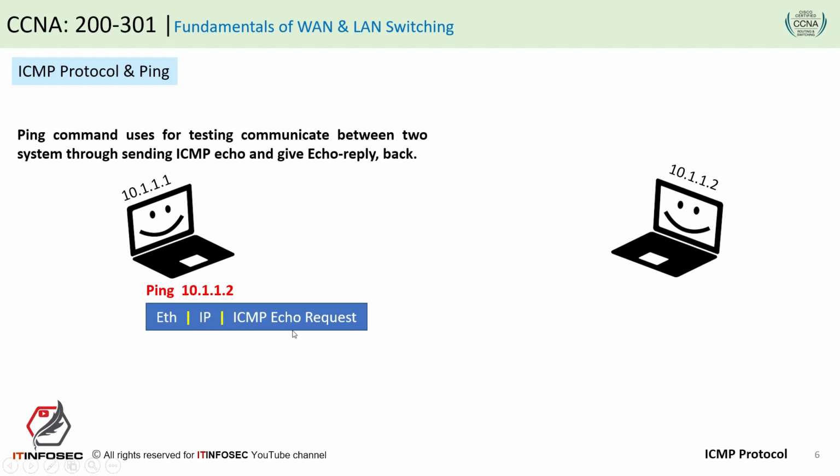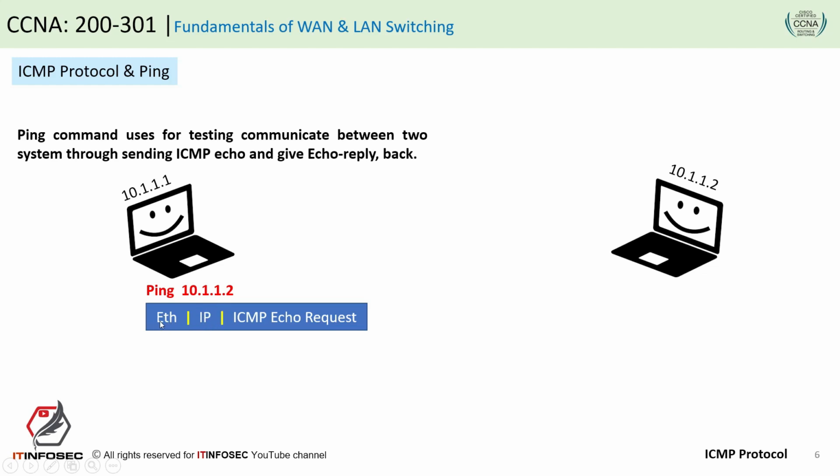But three of them are very important. The IP addresses for source and destination. The source IP address is mine, 10.1.1.1, and the destination IP address I typed here is 10.1.1.2. So, the source and destination IP addresses.